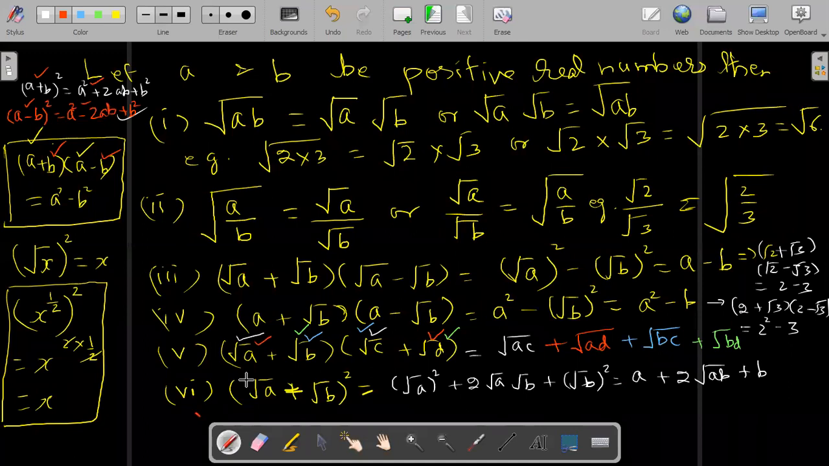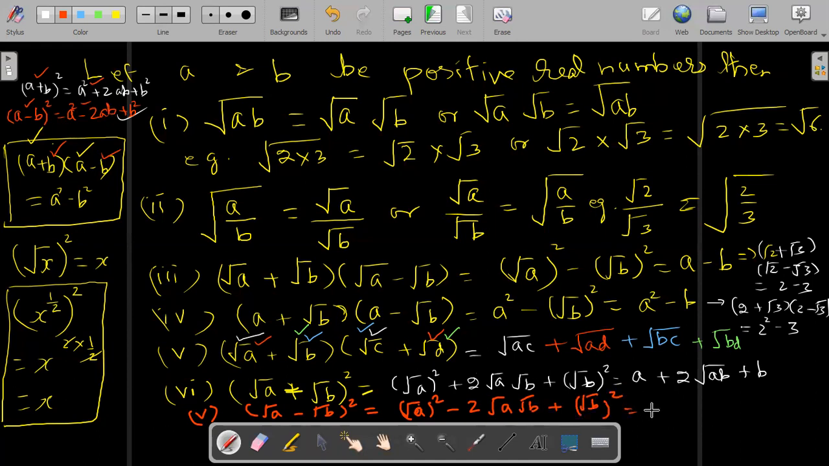So if the sixth property is root a minus root b whole square, then only the sign will be changed. Root a whole square minus 2 root a into root b plus root b whole square.